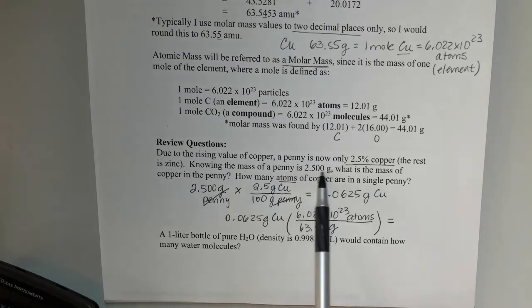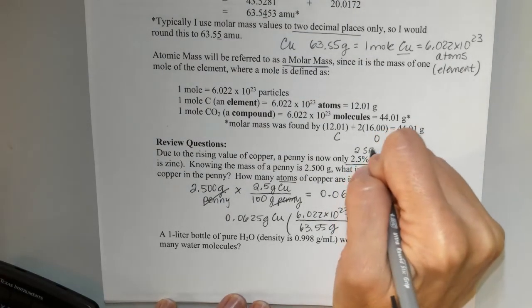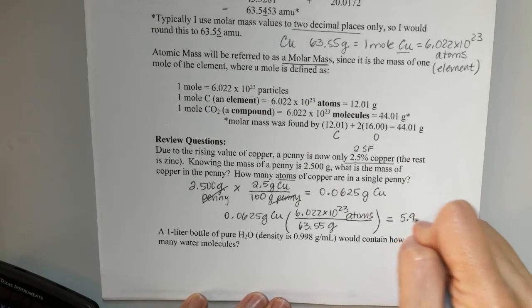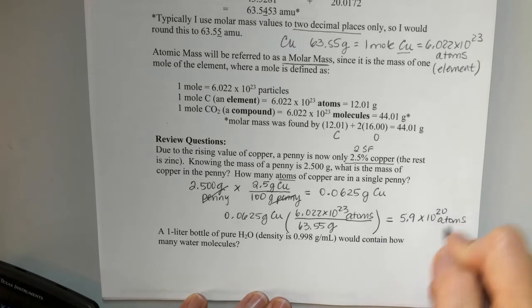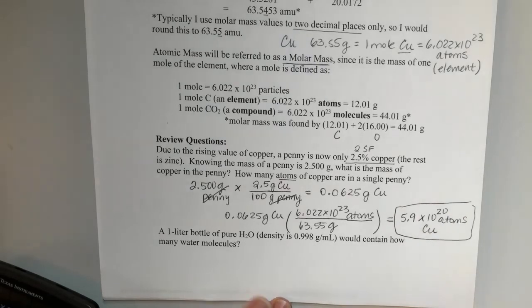And here I'm going to look at my sig figs. The mass had 4 sig figs, but my percentage here only had 2 significant figures. So I'm going to round my answer to 2 sig figs. So 5.9 times 10 to the 20 atoms of copper. So still a lot of atoms in that penny.